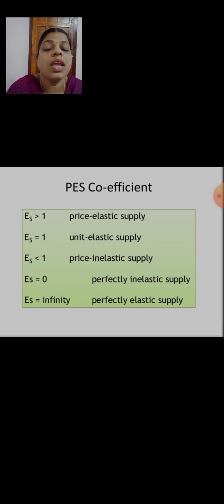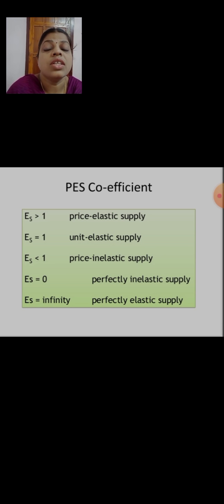The next one, ES equals infinity. That is perfectly elastic supply, where we cannot measure the changes. There are drastic changes in the supply. Changes in the prices lead to changes in the supply in an infinite manner. That is perfectly elastic supply.